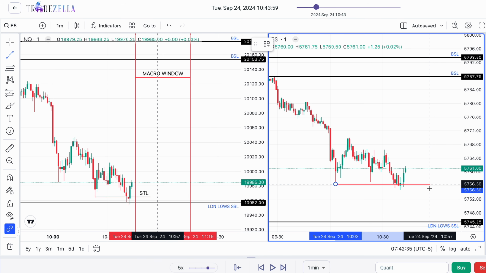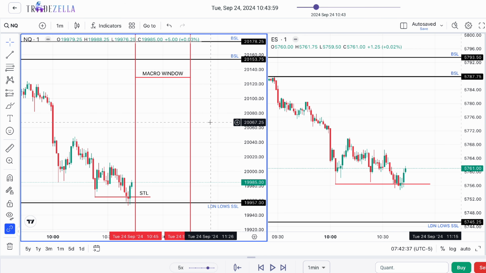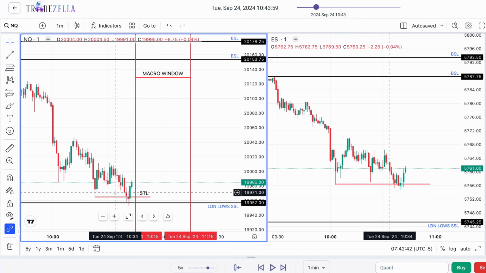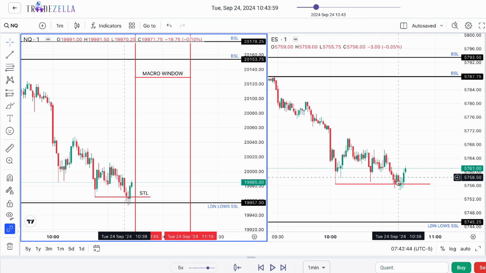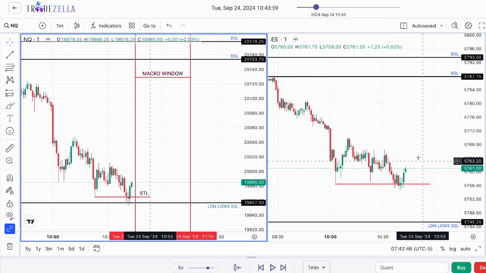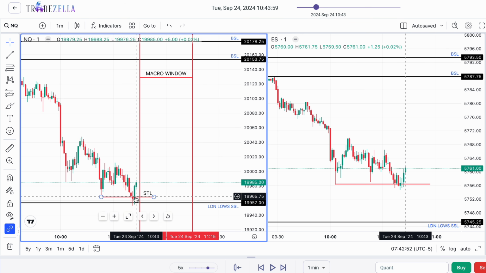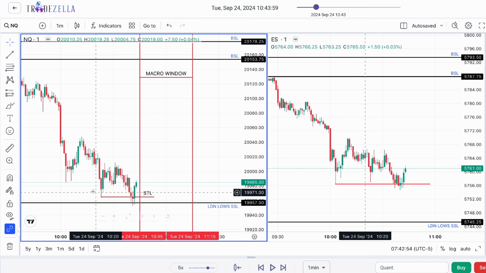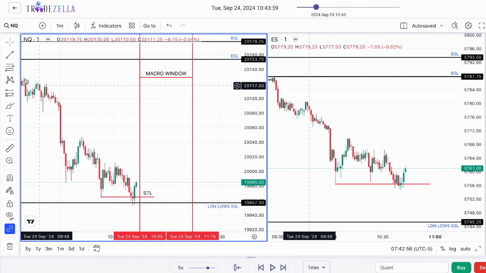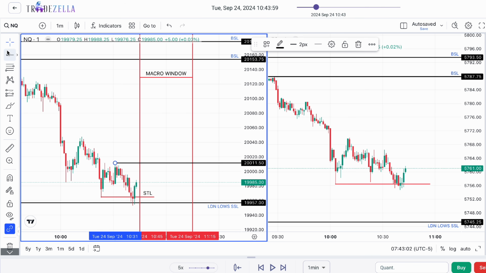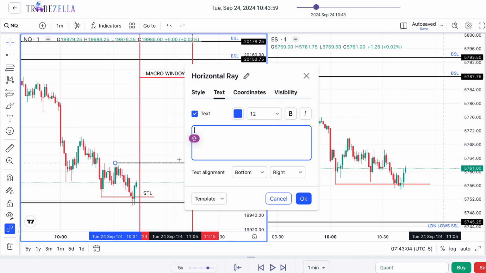Obviously, they don't have to move the exact same. You can mark SMTs between the two pairs. So if ES was to not take the low and NQ did, that would be a bullish SMT for ES. And if ES took the low and NQ didn't, that would be a bullish SMT for NQ. And in this example, NQ and ES have both taken that short-term low and also swept London lows. And for a displacement in price, we'll look for a displacement above this previous short-term high, or maybe some of you call it a market structure shift. It's all the same thing.